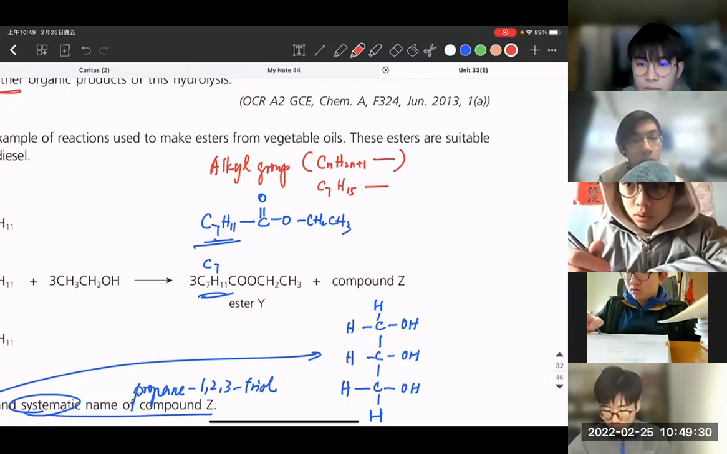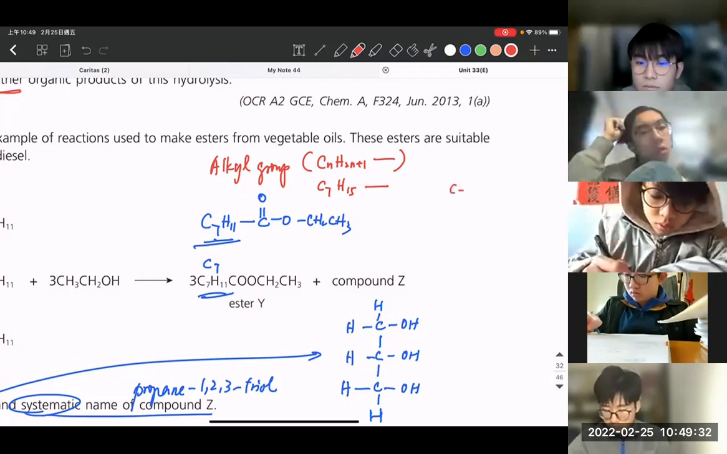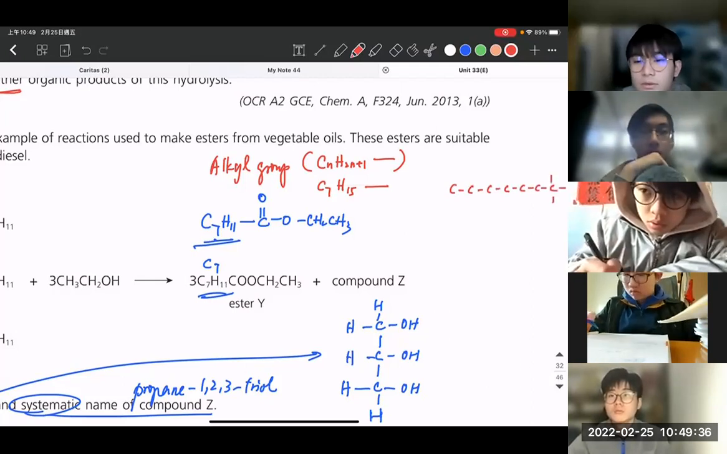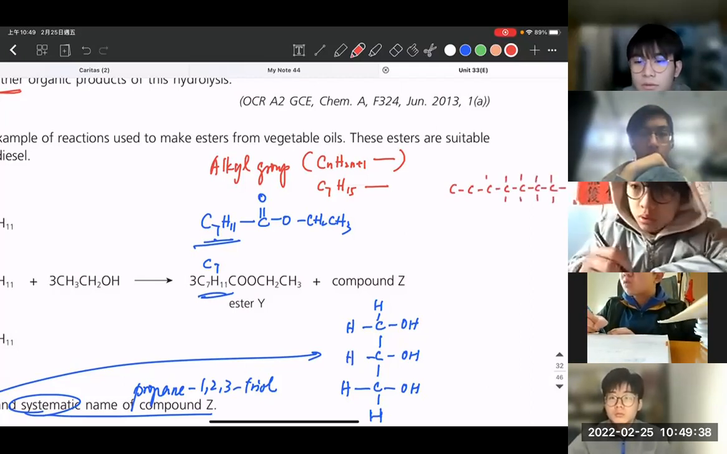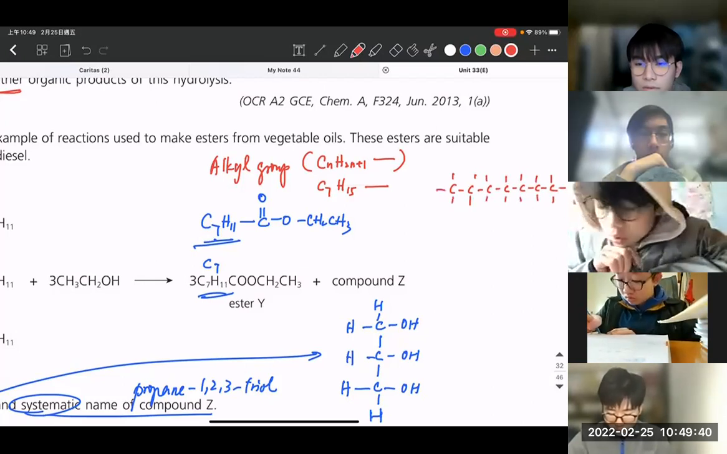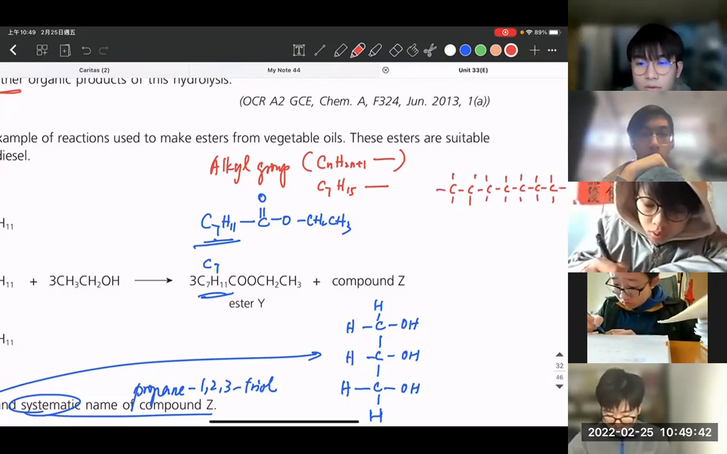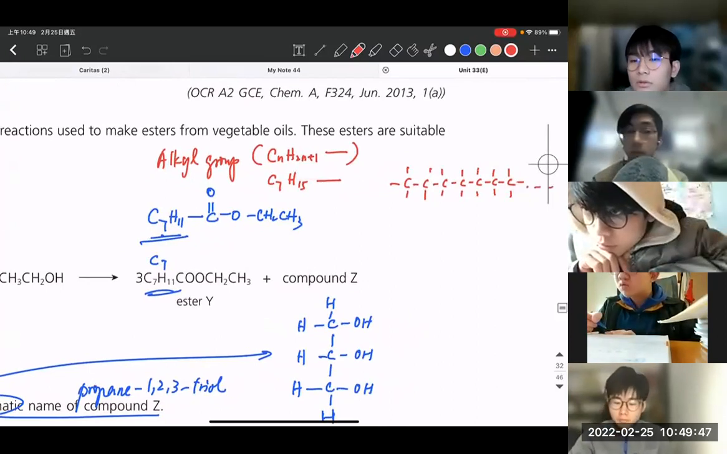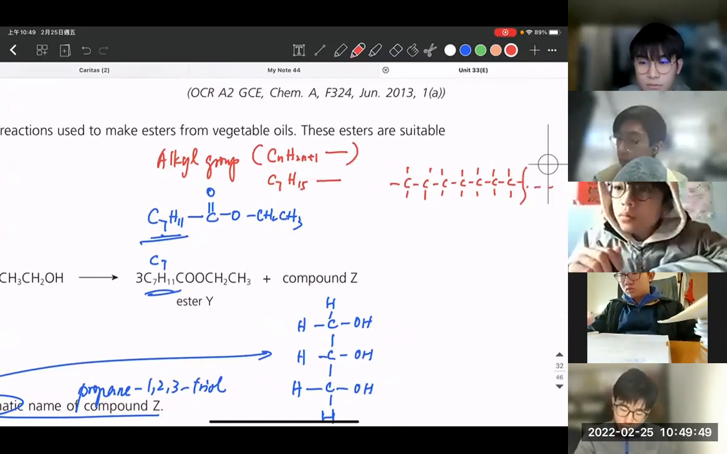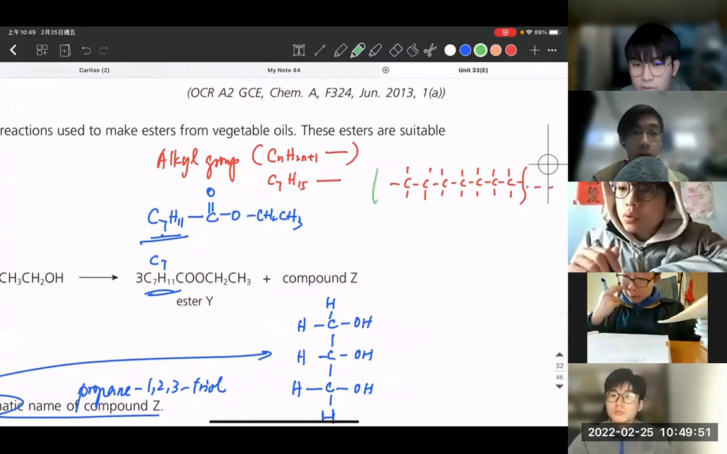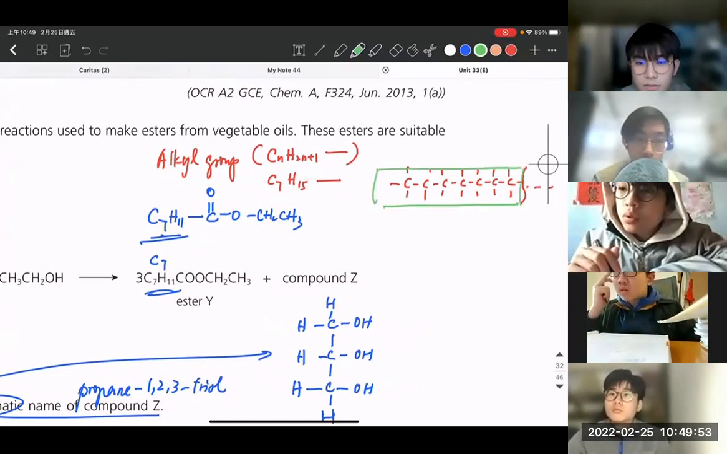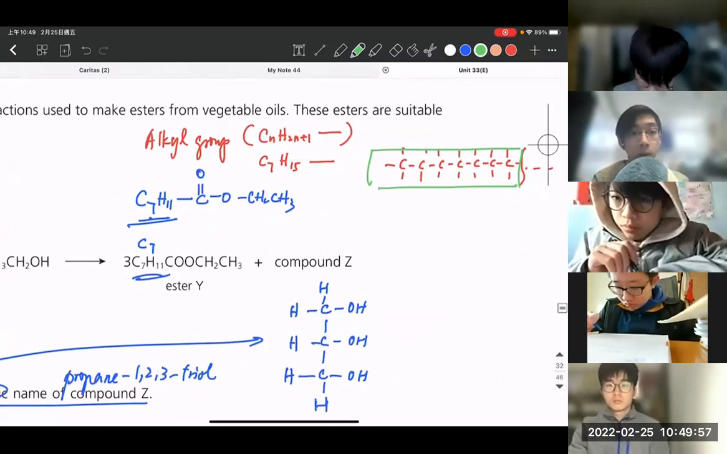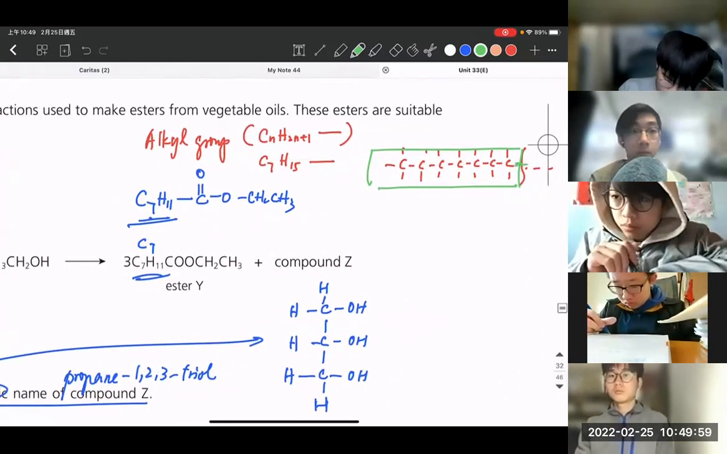Can you see that? Believe it or not, you are going to draw something like this, okay? 1, 2, 3, 4, 5, 6, 7, 8, 9, 10, 11, 12, 13, 14, and 15. You will know, right? It's already 15. So it will connect to something else. We will call it an alkyl group. Can you get my point? So why you say CnH2n plus 1 is because you leave this bond for connecting some other things.